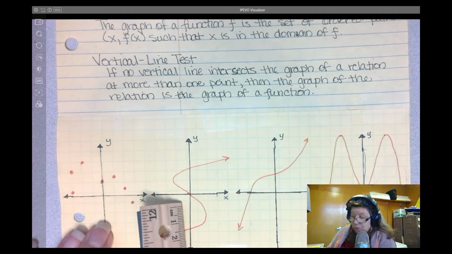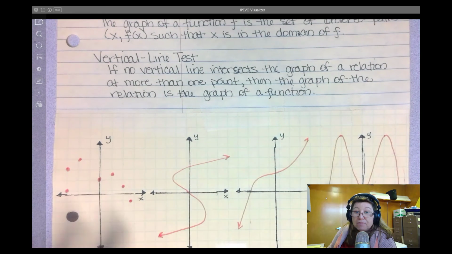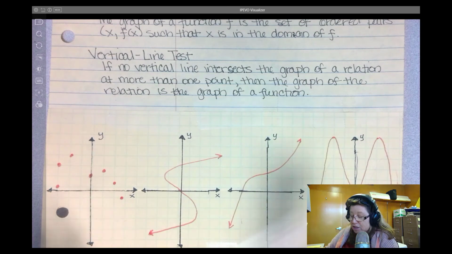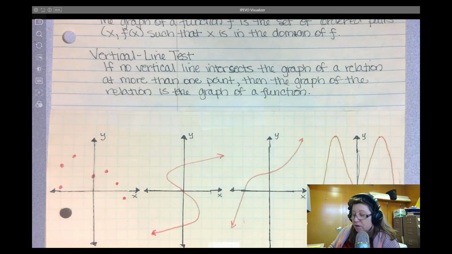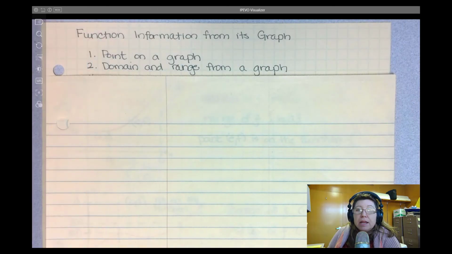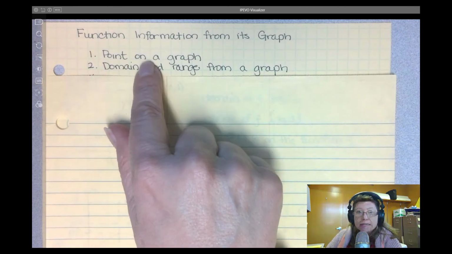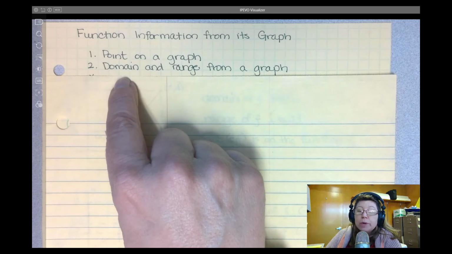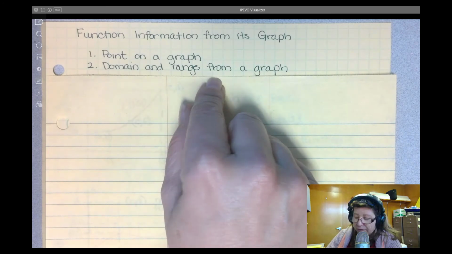So A and B are relations, but not functions. C and D are relations, but they are also functions. Vertical line test. I think it's the easiest way to test to see if something is a function. You just run a ruler along, and if you hit more than 1 point, boom, it fails the vertical line test. Now there's some information we can get just from the graph of a function. First of all, we can figure out if a point is actually on the graph of the function. Secondly, we can figure out the domain and range just from looking at the graph.